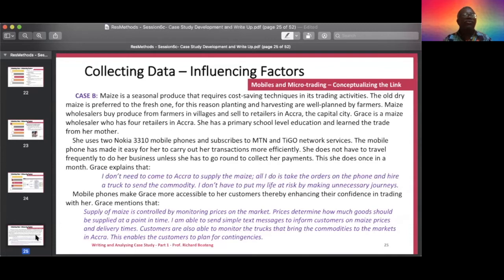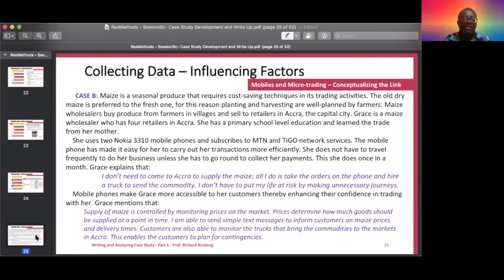Grace uses two Nokia 3310 mobile phones and subscribes to MTN Litigo network services. The mobile phone has made it easy for her to carry out her transactions more efficiently. Grace does not have to travel frequently to do her business unless she has to go around to collect payments.